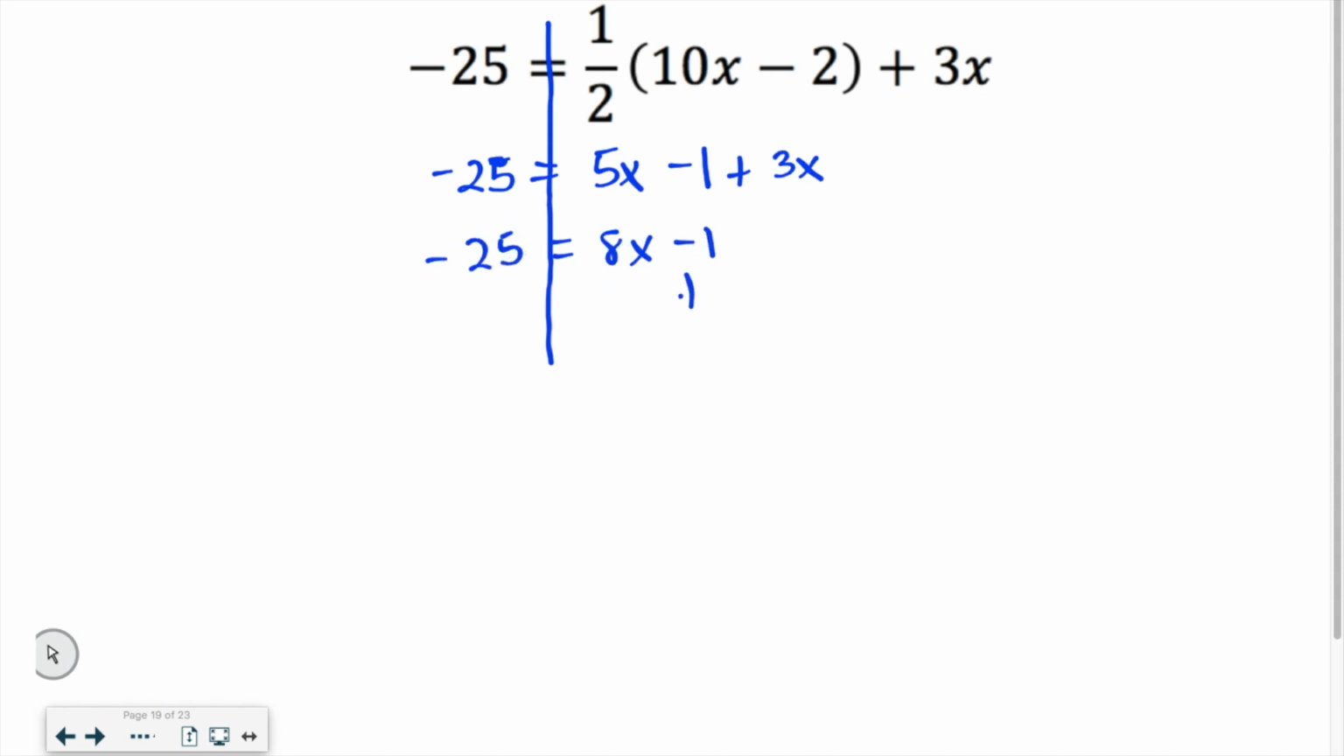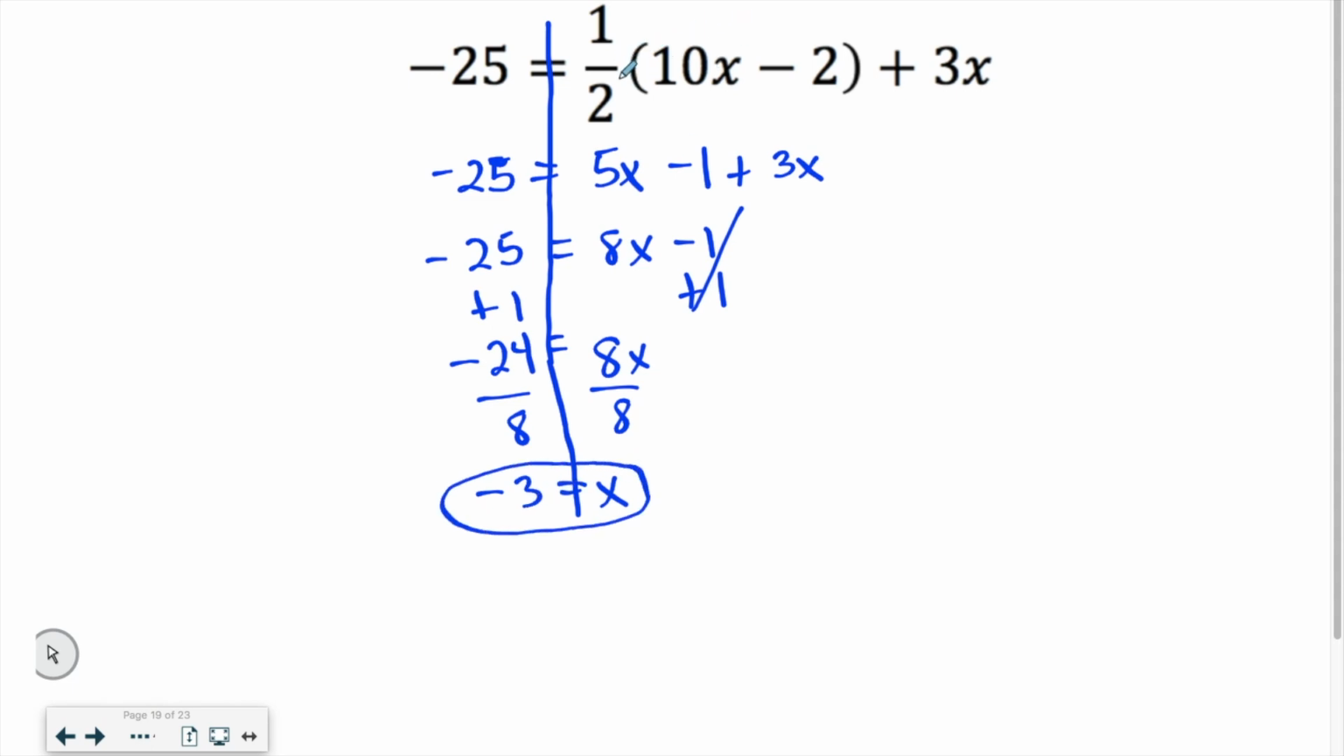So now we're going to add 1 on both sides, leaving us with 8x. Negative 25 plus 1 is negative 24. And then we divide by 8 on both sides, and that leaves us with x equals negative 3.